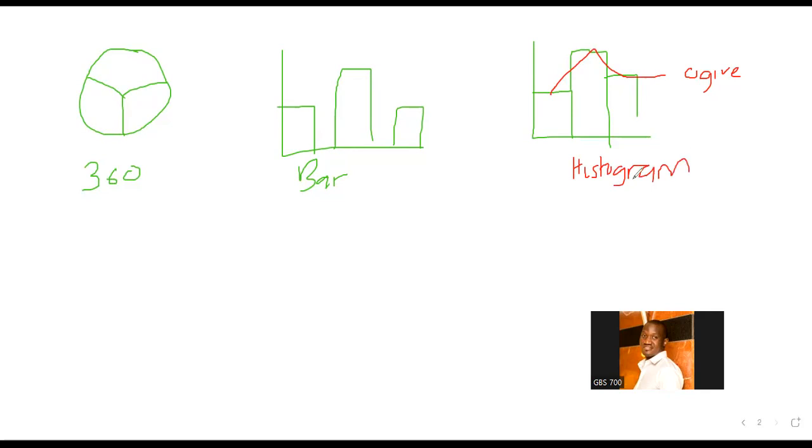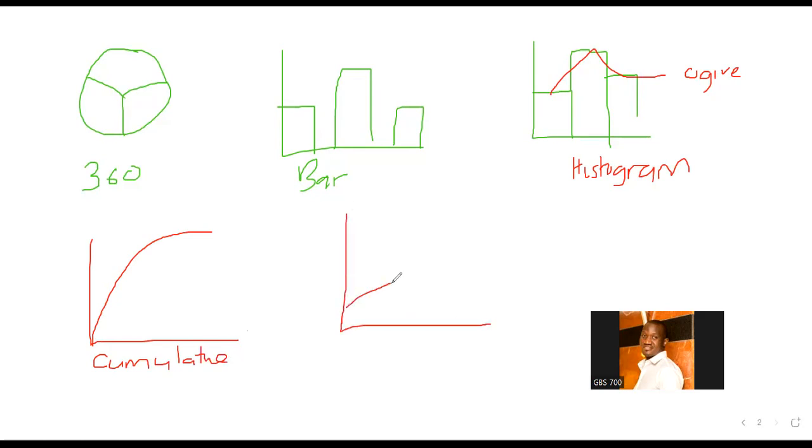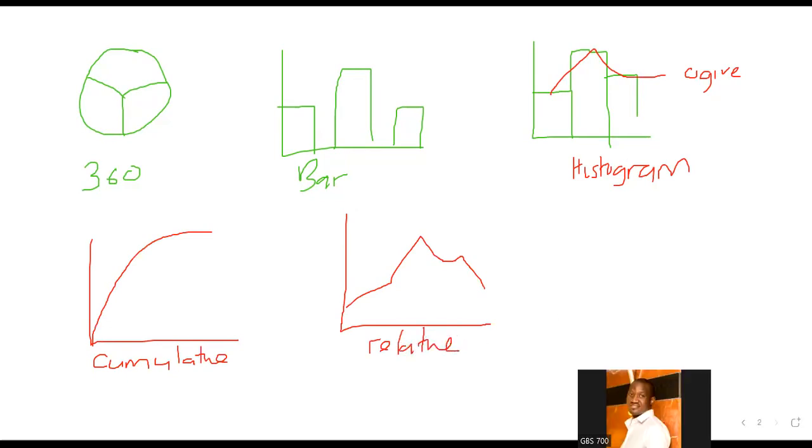Okay, quickly, what type of polygon is this? Cumulative frequency, because this is accumulating, it's going upwards, right? And what type of polygon is this? This is a relative frequency polygon. All right. What type of polygon is this?